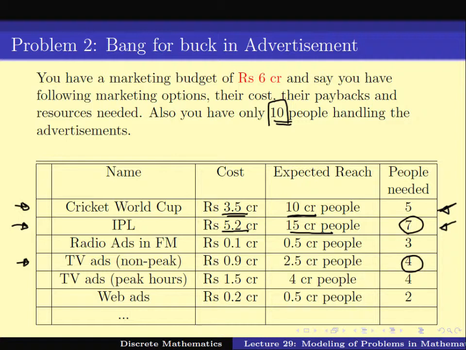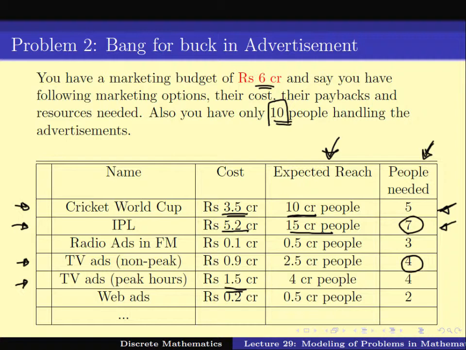At the end of the day, I also have only 6 crore. So I cannot invest, for example, in IPL and TV non-peak ads, because IPL will require 5.2 crores and this will take 1.5 crores. So in total I will require more than 6 crores. So the goal at the end is to maximize the expected number of people you are reaching under the condition that you spend less than 6 crore and the total number of people required is less than what you have, 10.